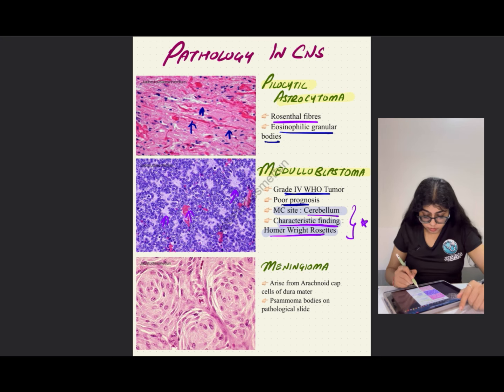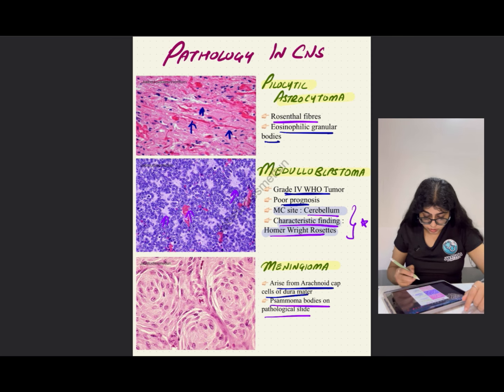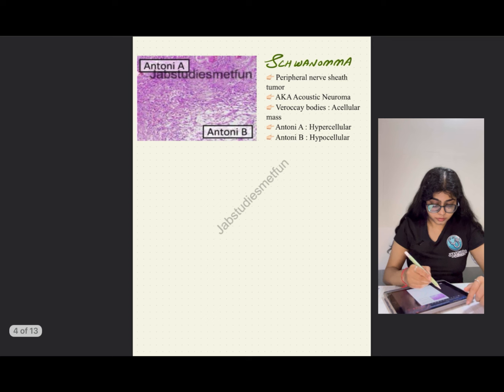Meningiomas arise from the arachnoid capsules of the dura mater. And the most important part about it is the psammoma bodies. These are the psammoma bodies, which have an onion peel appearance. So if they ask you in a one-liner, or even if they give you the image, you should know that it's a meningioma.